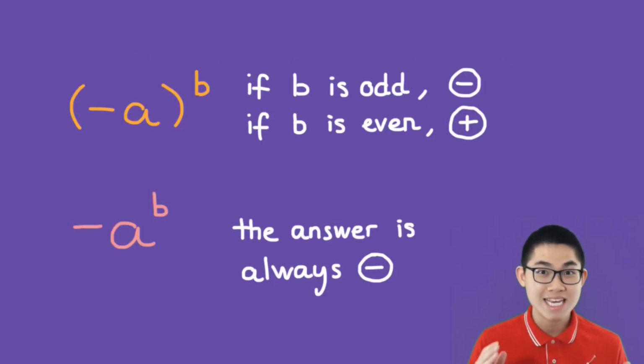Let me show you an easy trick. If you have negative a in brackets to the power of b, and b is positive, then if b is an odd number, the answer will always be negative. If b is an even number, then the answer will always be positive. Now, if you take the negative sign outside the brackets, then the answer will always be negative. So go ahead and copy this down, and we'll do a few more examples.